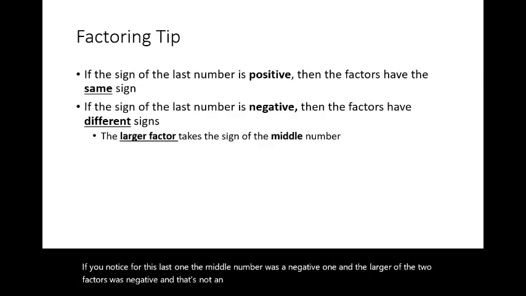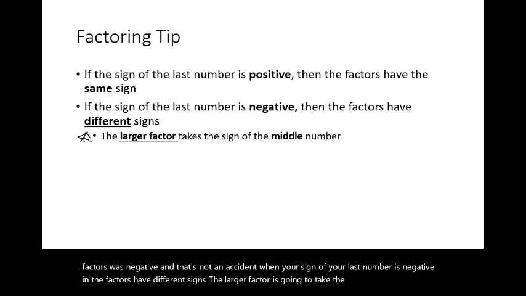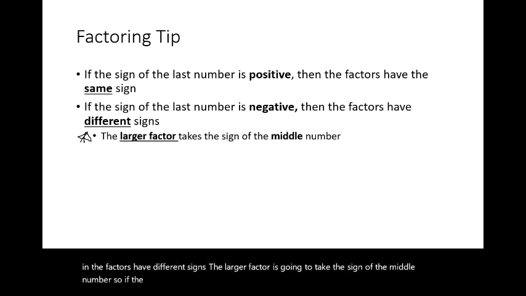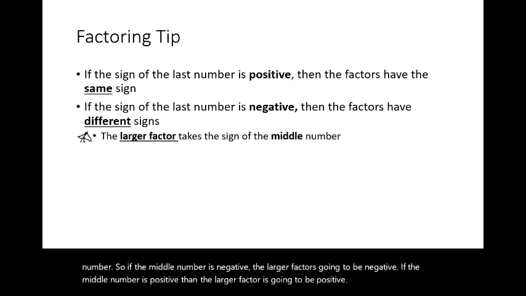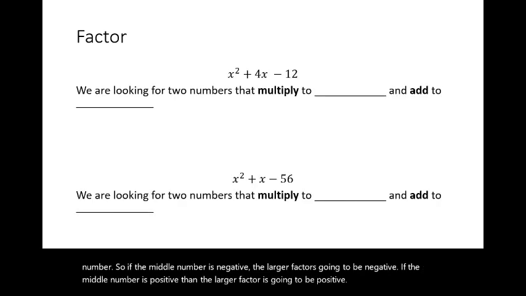When the sign of your last number is negative and the factors have different signs, the larger factor is going to take the sign of the middle number. So if the middle number is negative, the larger factor is going to be negative. If the middle number is positive, then the larger factor is going to be positive.